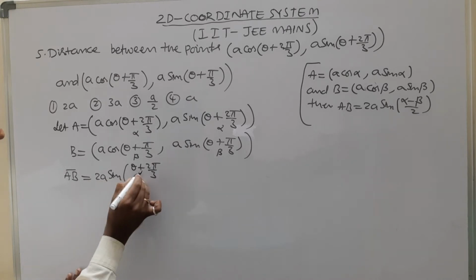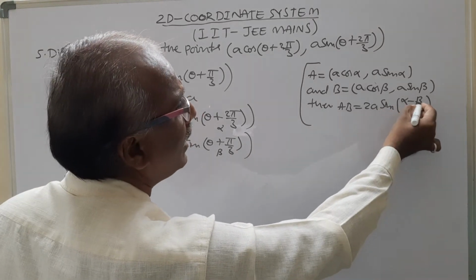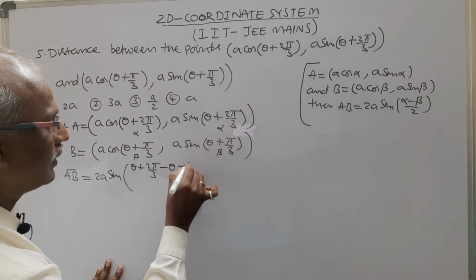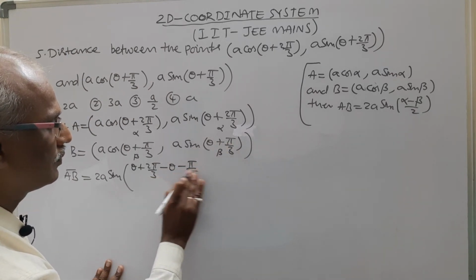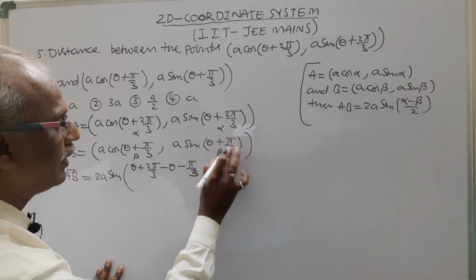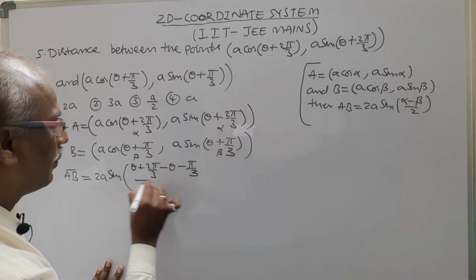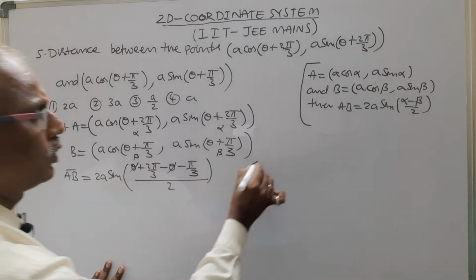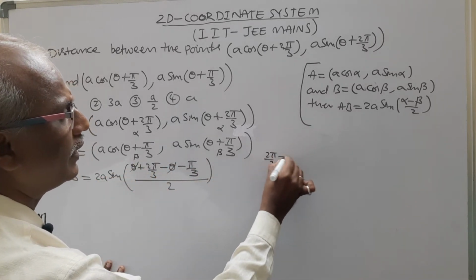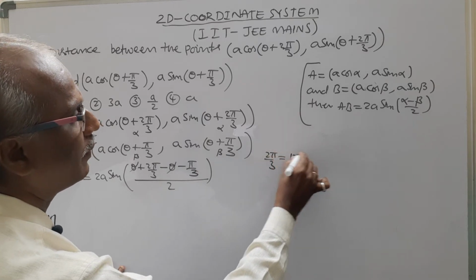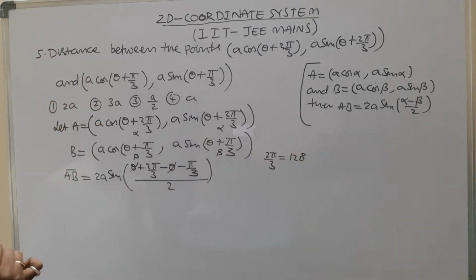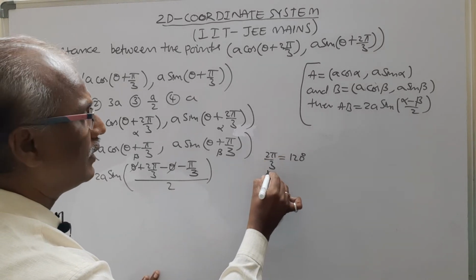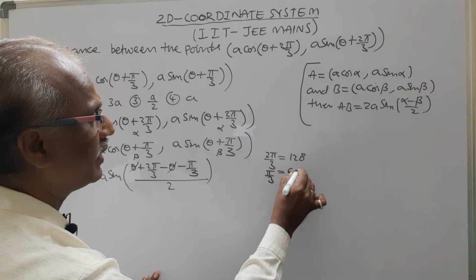2A sin of (alpha minus beta) by 2. Alpha minus beta is theta plus 2 pi by 3 minus theta minus pi by 3, divided by 2. Here theta gets cancelled. 2 pi by 3 in degrees is 120 degrees. Pi by 3 is 60 degrees, and 60 into 2 is 120.